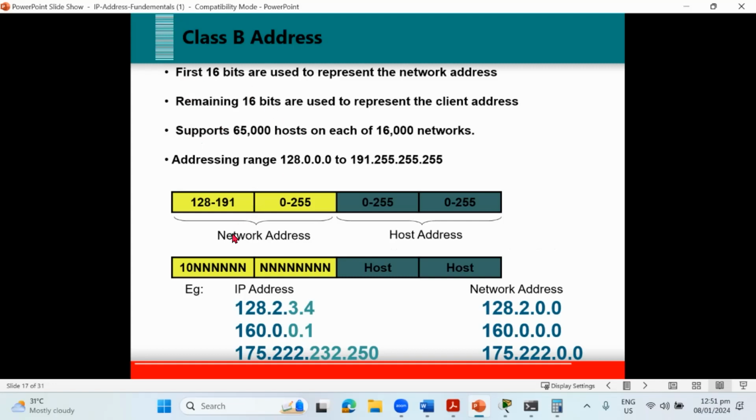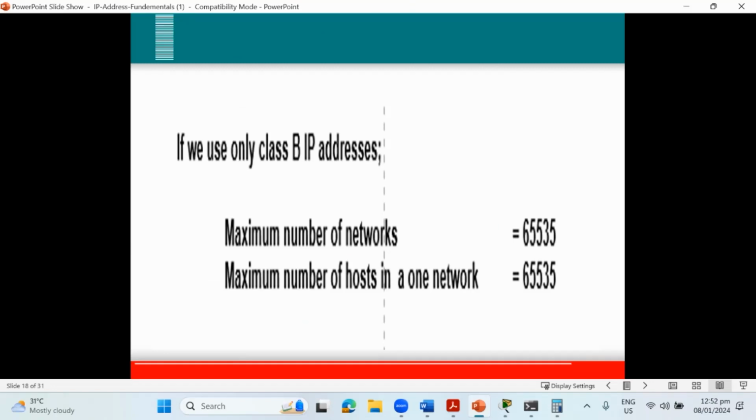For class B, the range is again based on the first octet. The starting number is always our basis. The range for class B is 128 to 191, and the rest is 0 to 255. We divide it so that A.B is the network and C.D is the host. The number of networks is about 65,000, and the number of hosts per network is about 65,000.